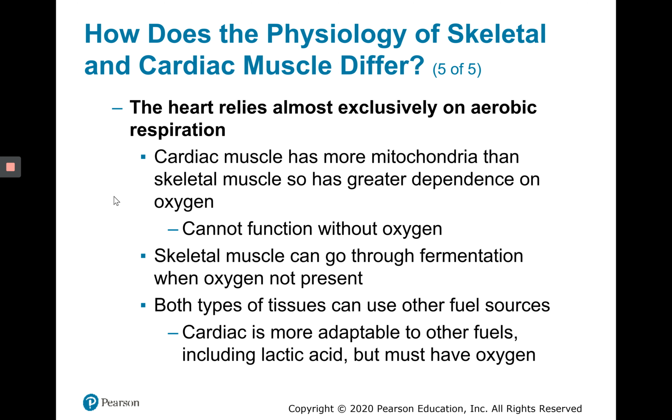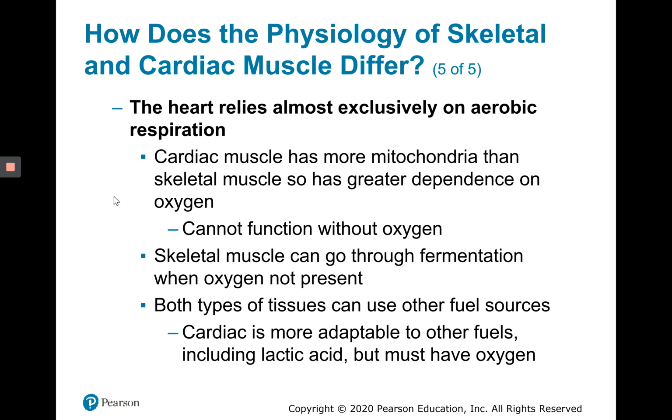The heart also relies almost exclusively on aerobic respiration, and cardiac muscle has more mitochondria than skeletal muscle, which we established, and that means they have a greater dependence on oxygen. What mitochondria do is carry out a process called cellular respiration, and in order to carry out this process, they need oxygen. This process that uses oxygen creates ATP, and energy is important for the heart.